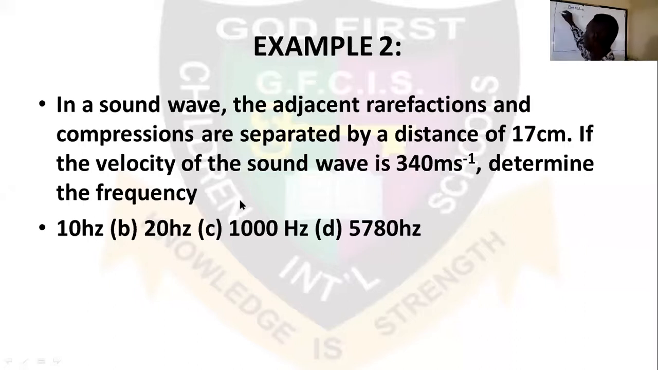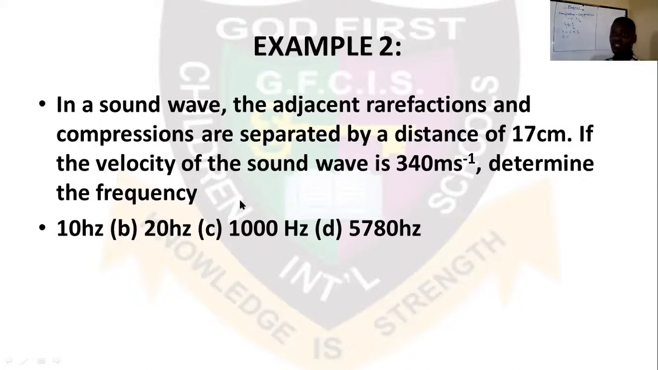So, from your previous knowledge, we said from rarefaction to compression is what? Lambda over 2. That is half a wavelength, right? So it therefore means that what was given to us now, we need to get our L. Our L is lambda over 2, right? So if I'm going to get the lambda, that will give us L times 2.